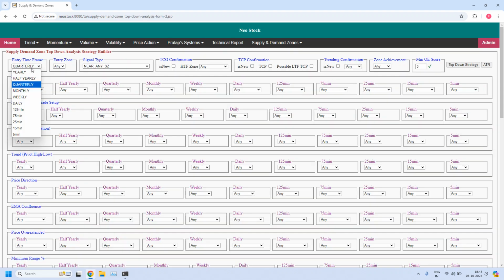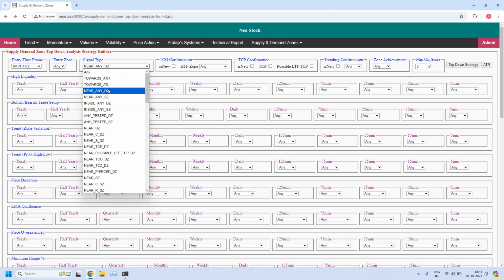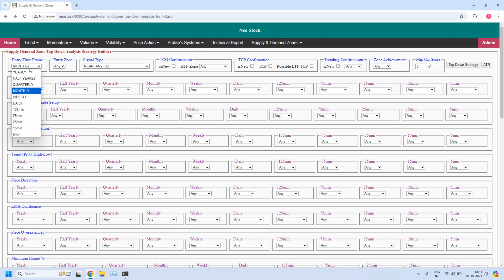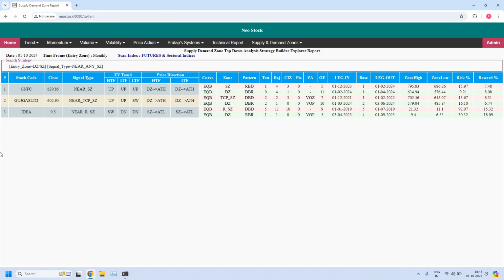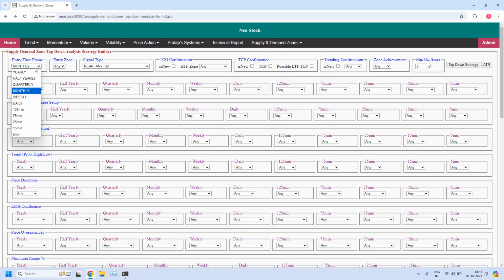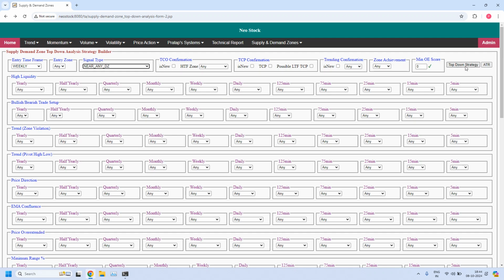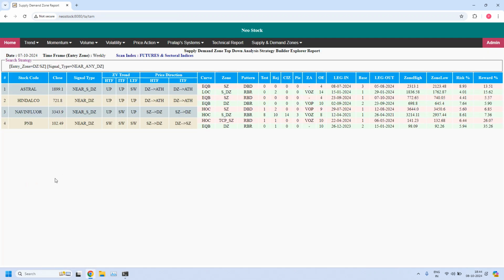Next time frame is monthly. Let us find the stocks near monthly demand zone. Next, for monthly time frame, let us find the stocks near monthly supply zone. Three stocks are filtered. Next time frame is weekly. Let us find the stocks near weekly demand zone. Four stocks are filtered.